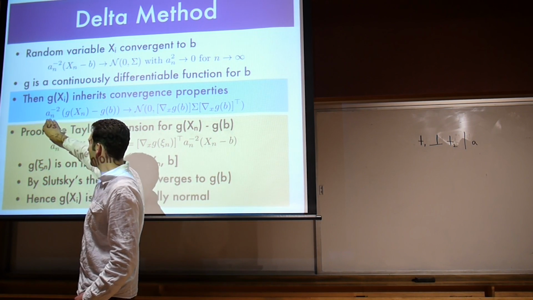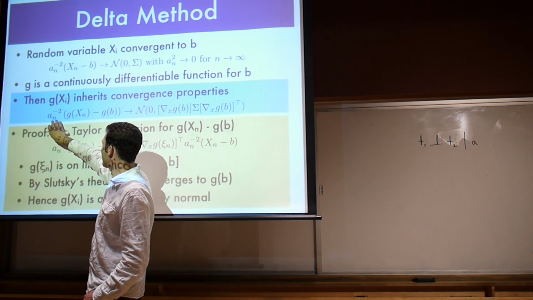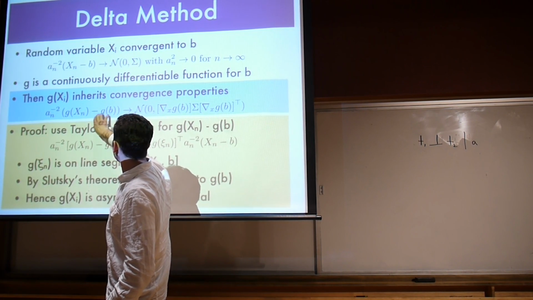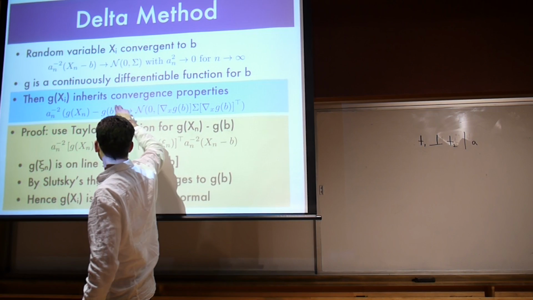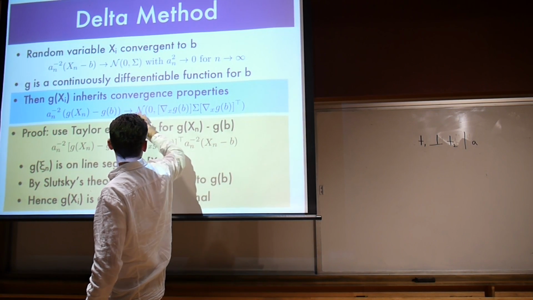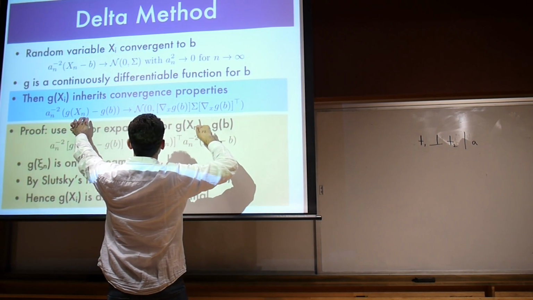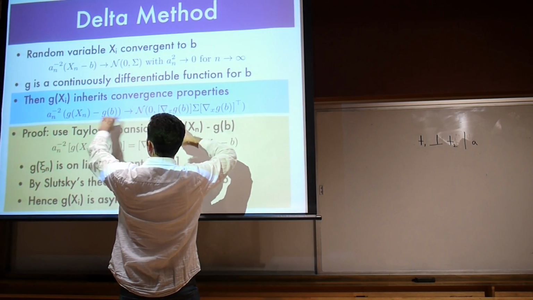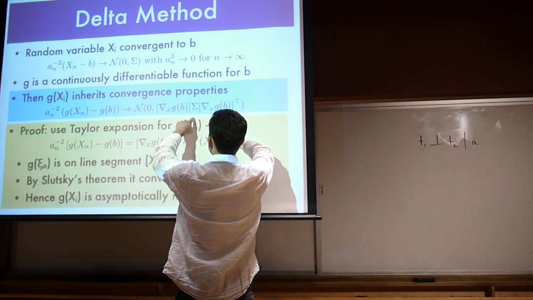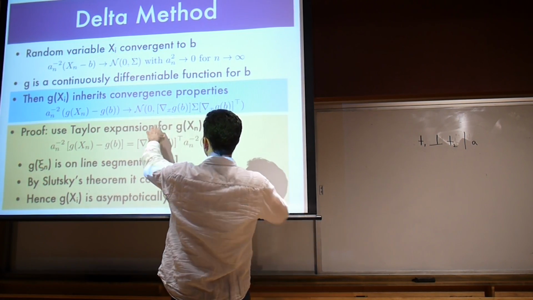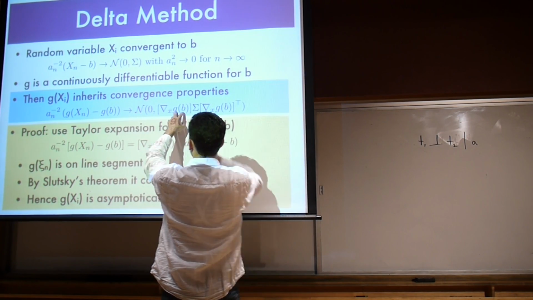And so what you do is you basically study what happens. We posit that this is where it should converge to. We look at that series. So that's the claim, that g of x minus g of b, suitably rescaled, is a normal distribution with the same covariance matrix sigma, but then you color it by the gradient of g at b.